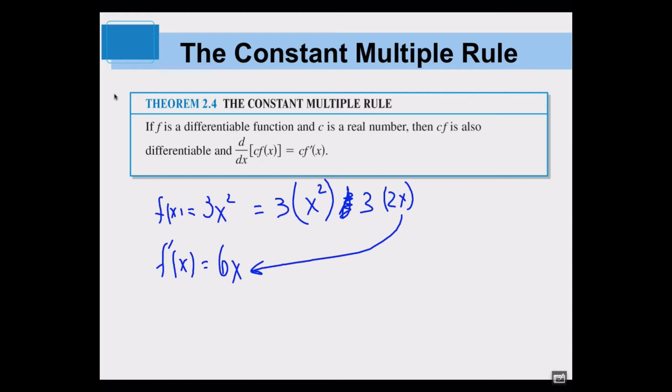So now if there's a number out in front, a constant, you bring the exponent down, multiply it by the constant, or the coefficient if you prefer, reduce the exponent by 1. Okay, so I would prefer to call this a coefficient rule, but the technical name is the constant multiple rule.